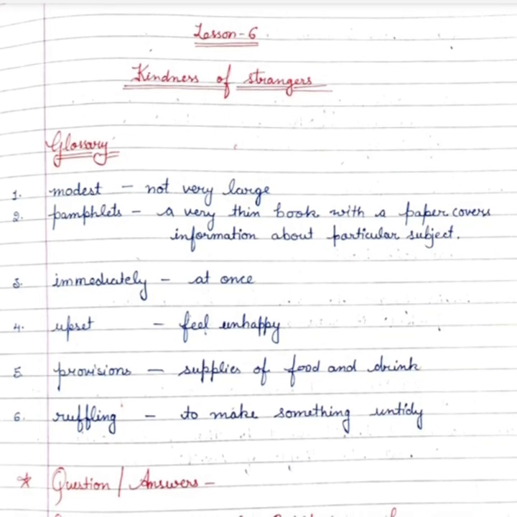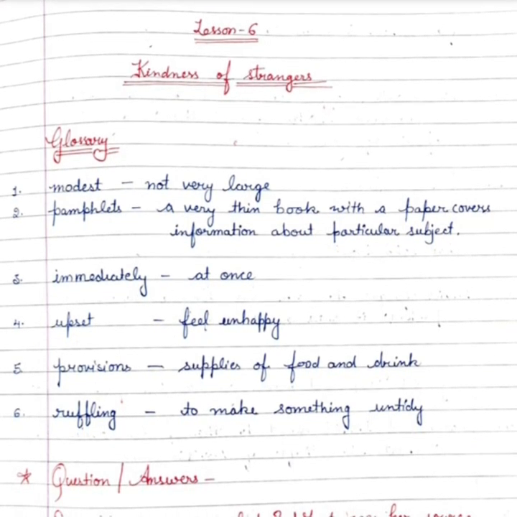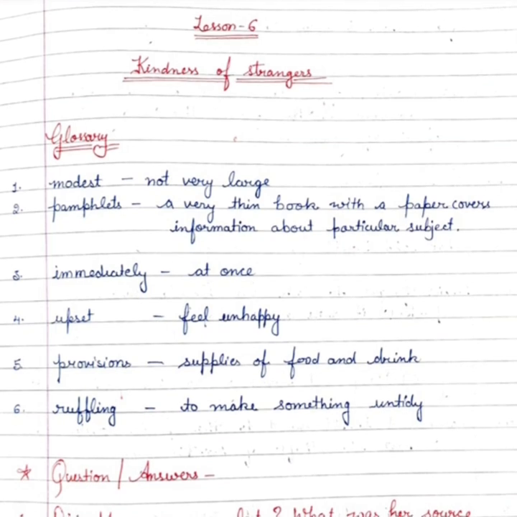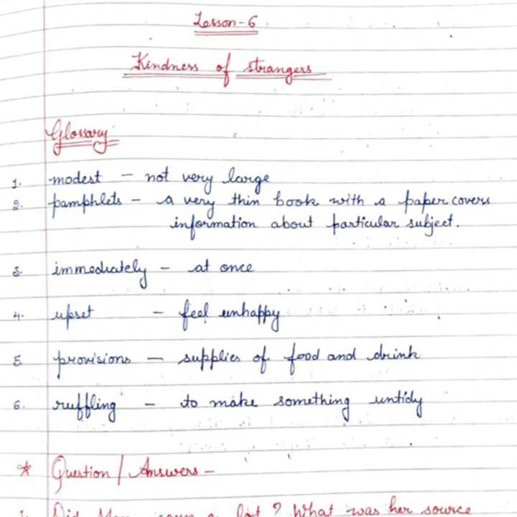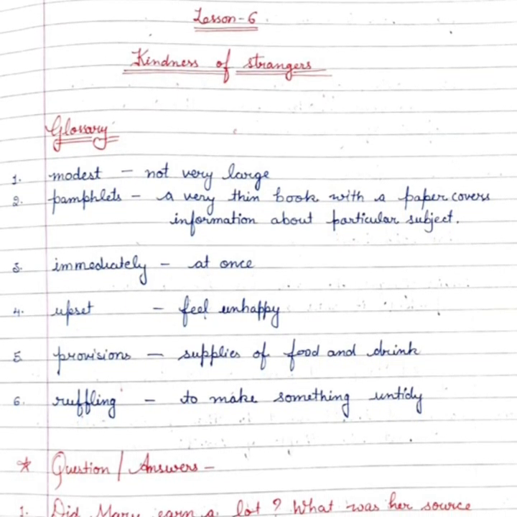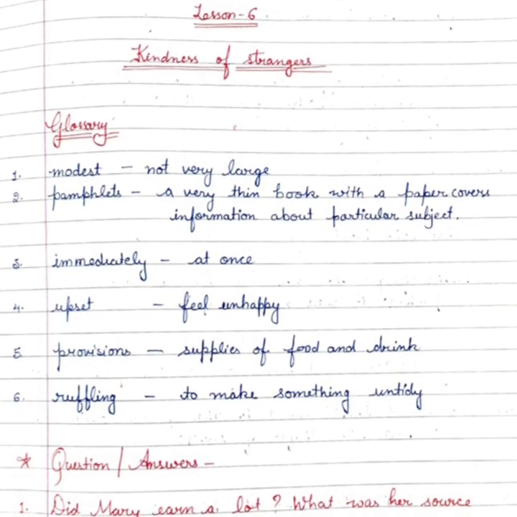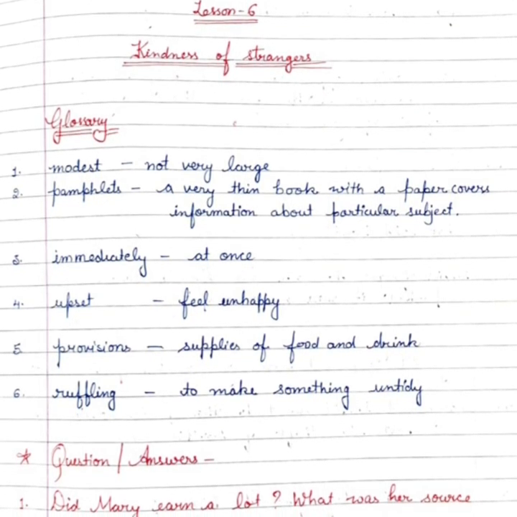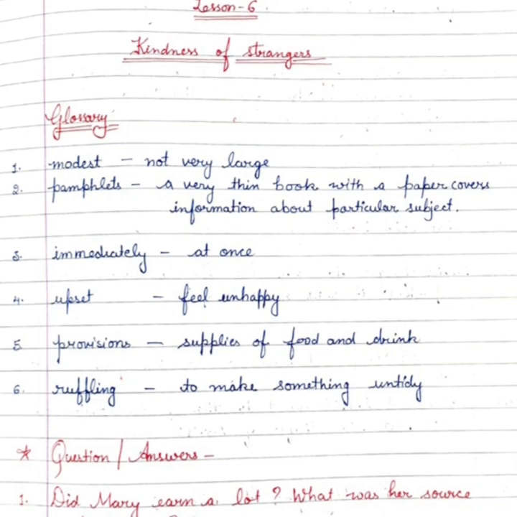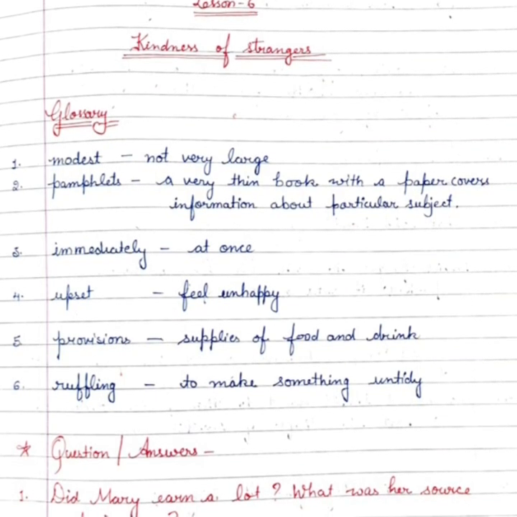So we are going to start glossary and question answers of chapter number 7, Kindness of Strangers. So let's see the glossary first. Glossary, very first word is there, modest. Modest means not very large, yani ki na bahut zyada na bahut kam, modest income.